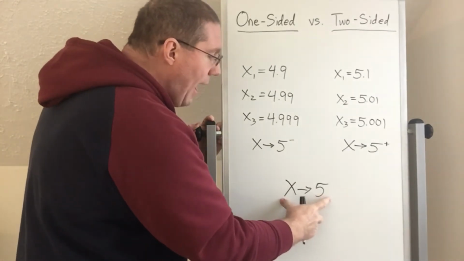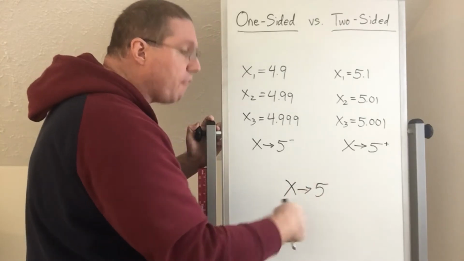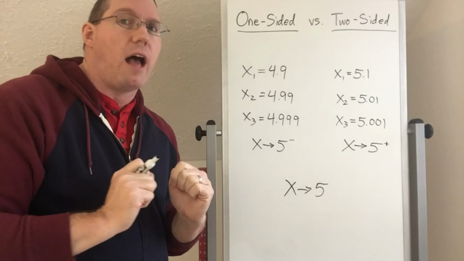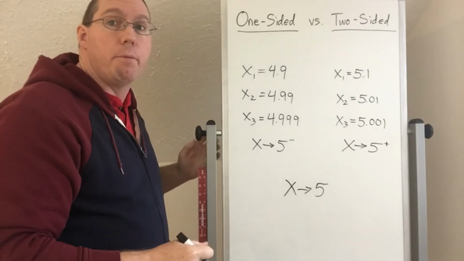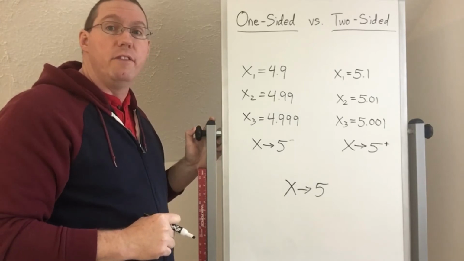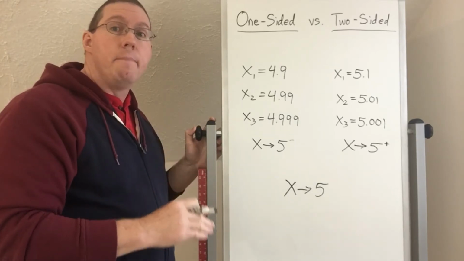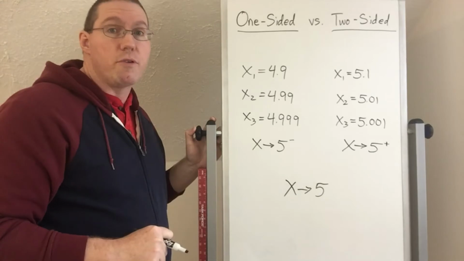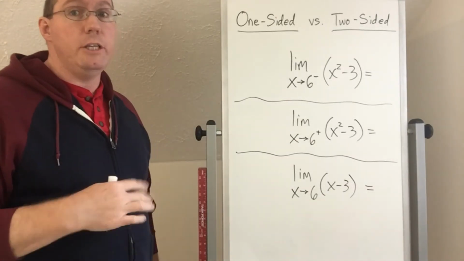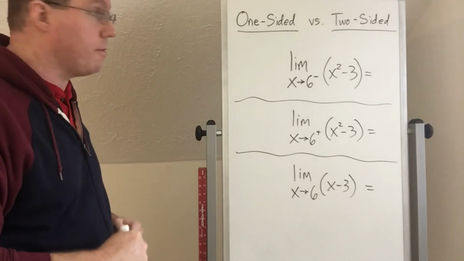It's telling you, hey, let's approach 5 from the left and from the right. We'll squeeze in on 5 from both sides, and we'll see what the output value is approaching, okay? I'm now going to give you a couple examples of limits that are one-sided and a limit that is two-sided. All right, so here's 3 examples of limits, and each one is different in terms of sides, okay?